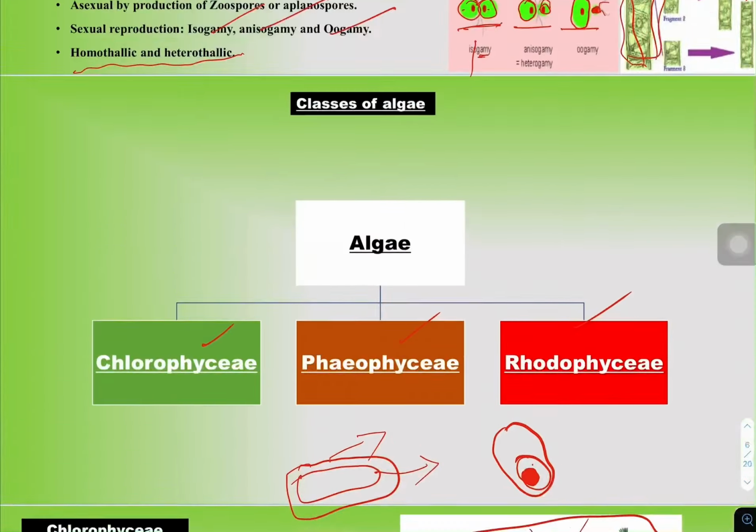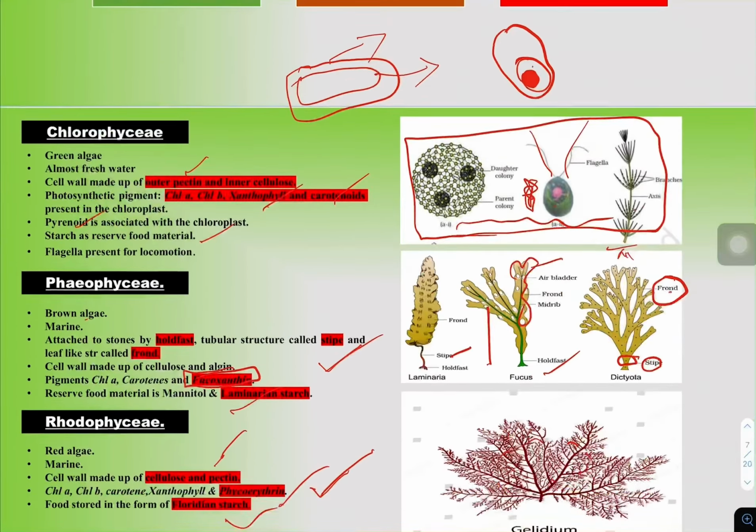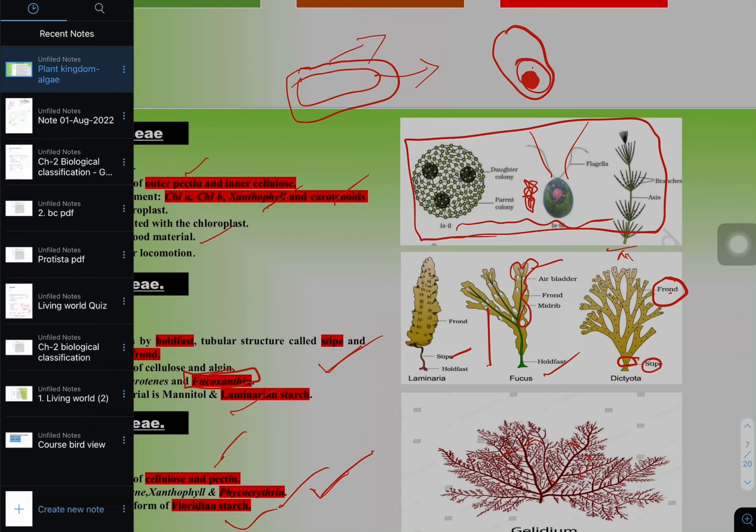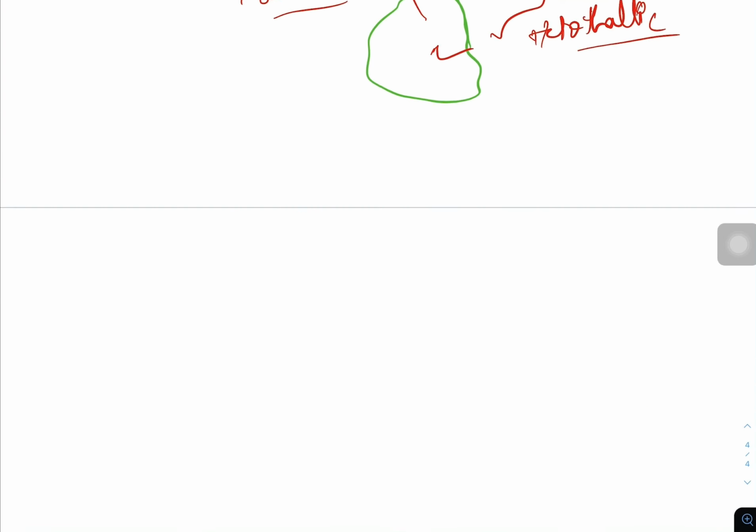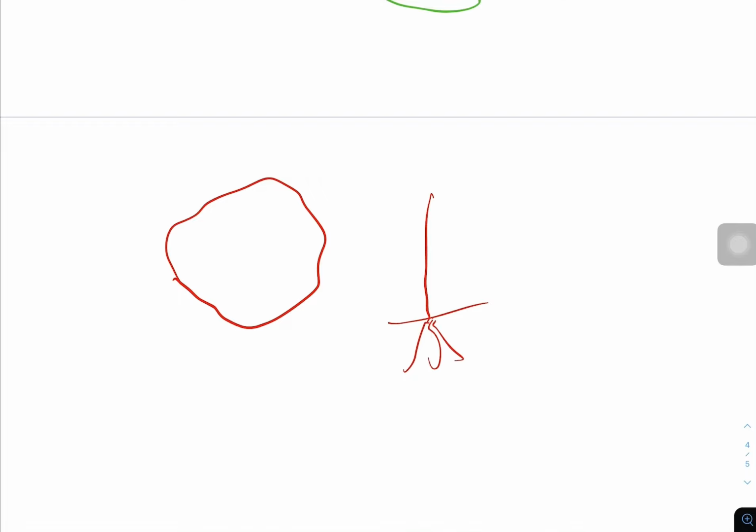This is about kingdom algae. The one main important thing you need to focus on here is what is thallus. Thallus is a dorsoventrally flattened structure where there is no clear differentiation between root, stem and leaf. See here, this is the normal plant body, which has root, stem and leaf. Whereas in algae there is no root, stem and leaf, but still they undergo photosynthesis due to the arrangement called thallus. The plant body is thallus.